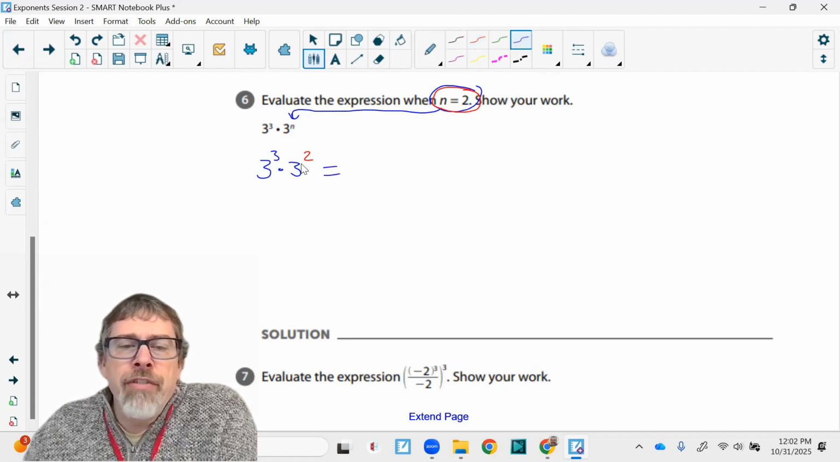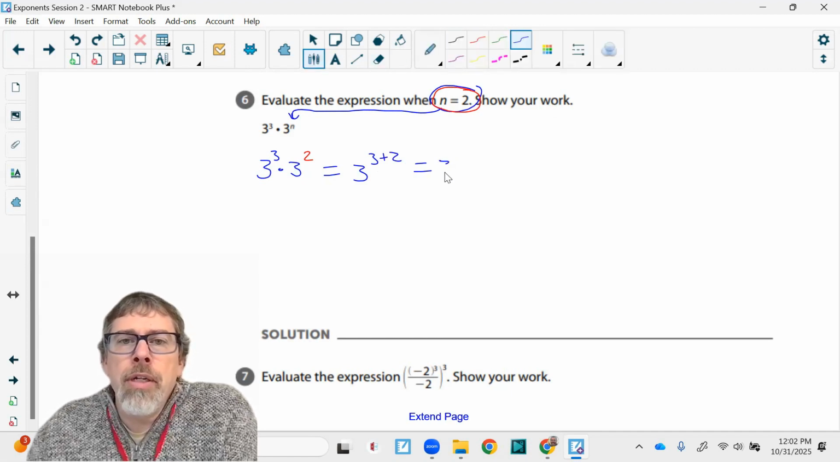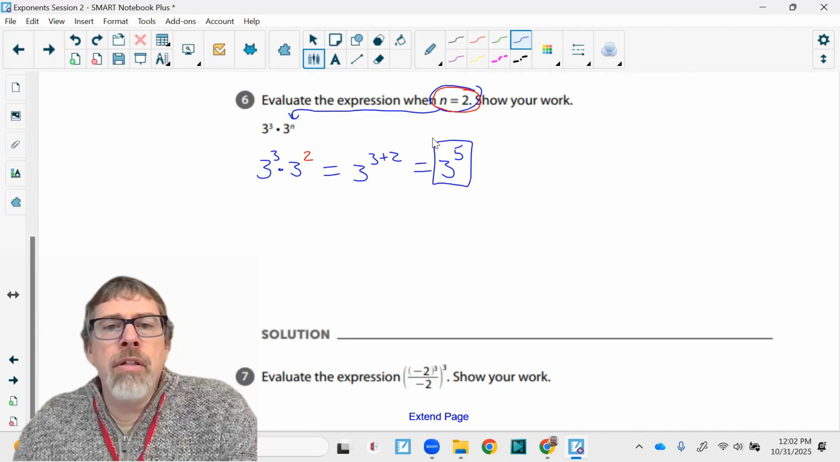Okay, and then we find the value of that. Well, the bases are the same. We're multiplying, so that tells us to add the exponents. So this is equal to 3 to the 3 plus 2, which is 5. Okay, evaluate the expression. I guess we could continue.